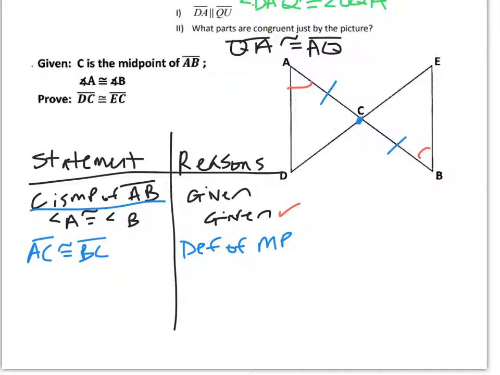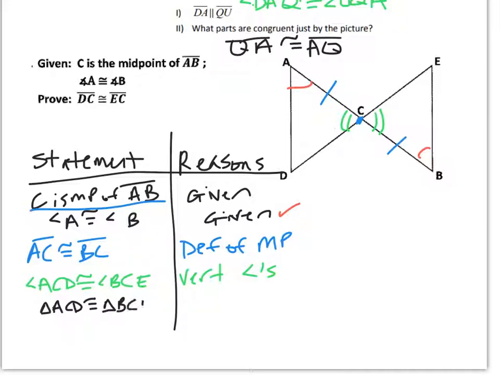Okay, now what else do I have going on in this diagram now that I look at it? Well, I know that these two angles are congruent because they are vertical angles. All right, so let's write what those two are. So we have angle ACD is congruent to angle BCE. And now I have enough information to say that these two triangles are congruent. So triangle ACD is congruent to triangle BCE. And the theorem is angle side angle. But that's not what I want to prove. I want to prove this.